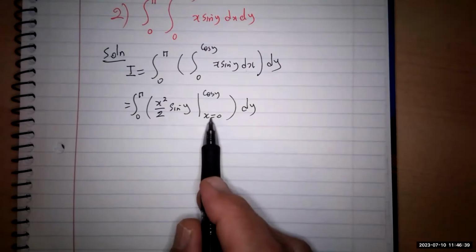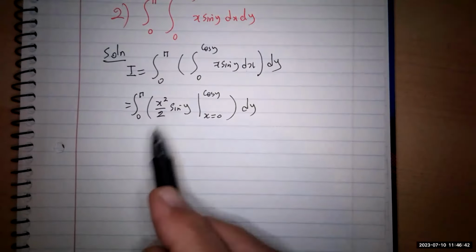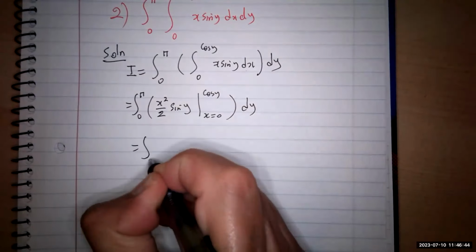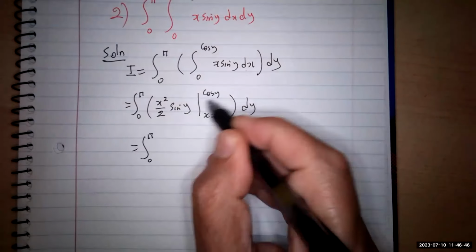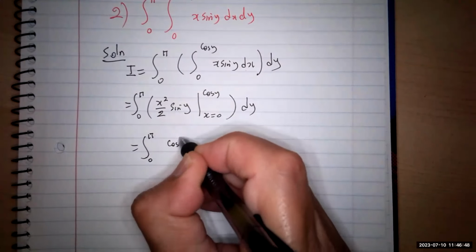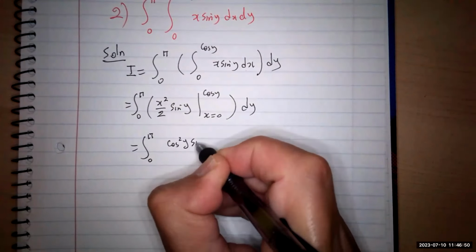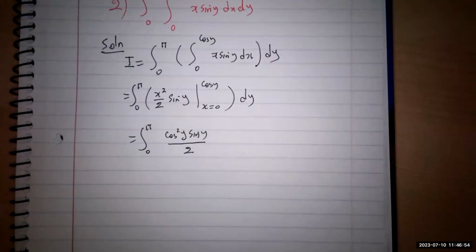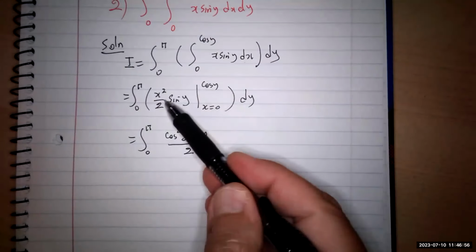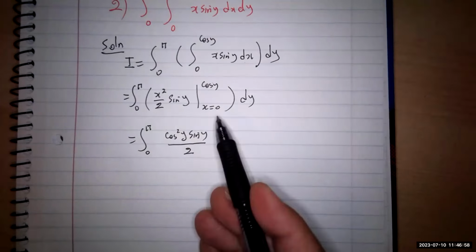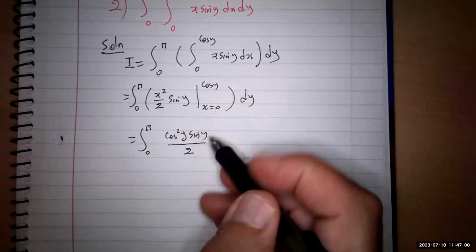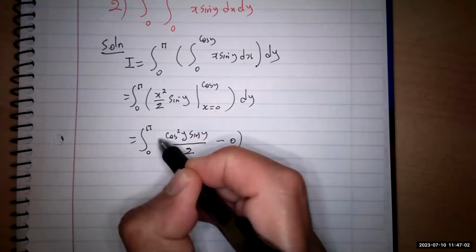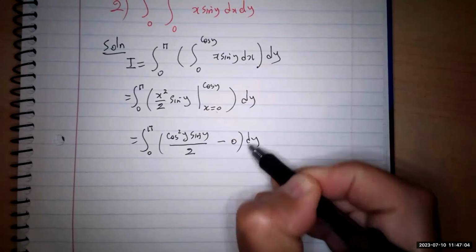Okay, so substitute x equal to cosine of y. So it's going to be 0 to pi. That gives you cosine squared of y, then you have the sine of y, then divided by 2. That's when you put x equal to the cosine of y, and then you put the 0, so that gives you 0. Then you come back and you do the dy.